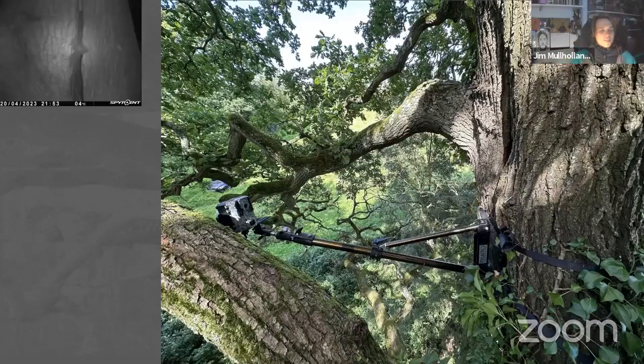So I deployed this camera in April. So in April, we recorded bats on the camera. As you can see, a blurry bat flying past there. Lee, 11 days. You're pessimistic, aren't you? Blimey.